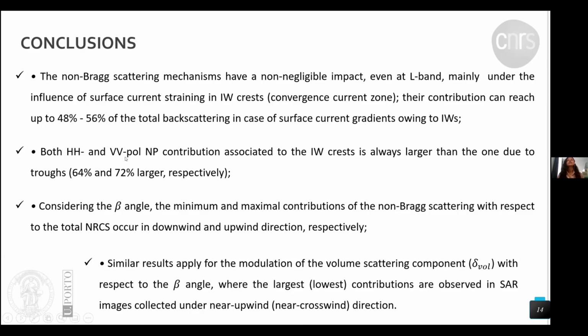And both HH and VV non-polarized contributions associated with the internal wave crests are always larger than the one due to the troughs. And considering the beta angle, that is, the internal wave traveling direction, the minimum and maximum contribution of the non-Bragg scattering with respect to the total normalized radar cross-section occur in downwind and upwind direction respectively. And similar results apply for the modulation of the volume scattering component with respect to the beta angle.